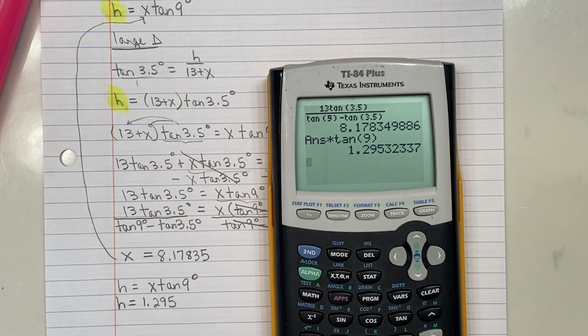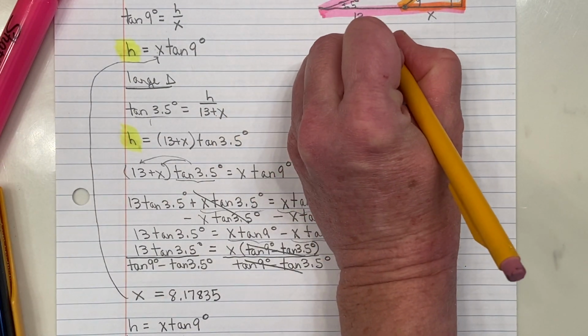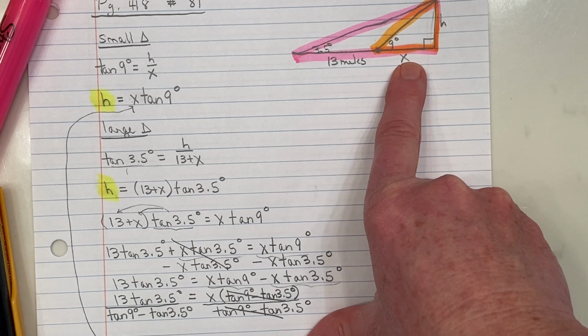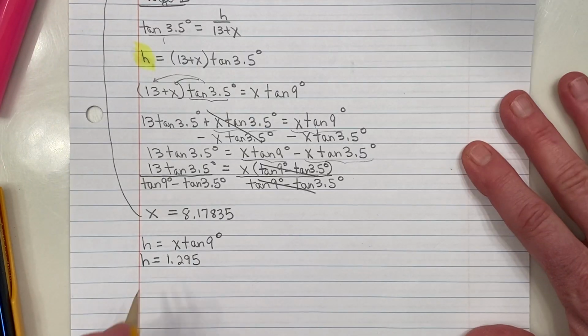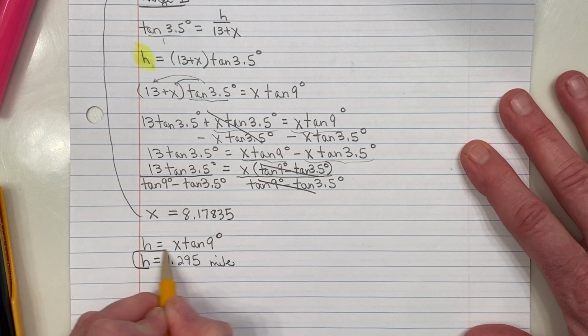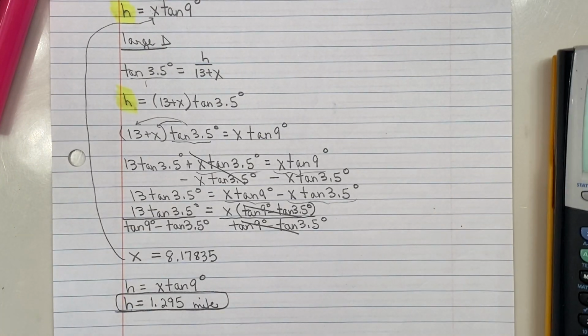And let's see, I don't think I labeled the units, but in the word problem that we read, this was 13 miles. And that's an additional 8, a little bit more. So the height of the mountain is a little over 1 mile, probably about 6,000 feet. Okay, that took up almost a whole sheet of paper.